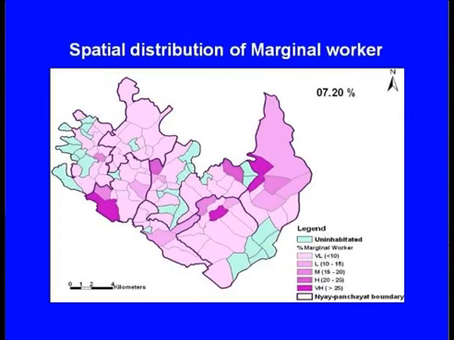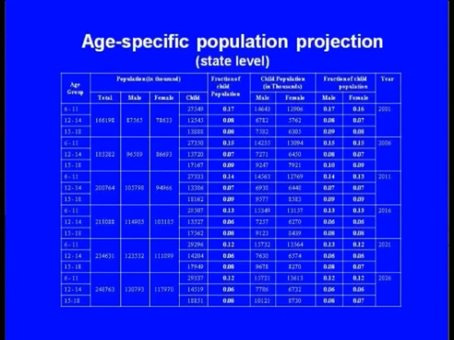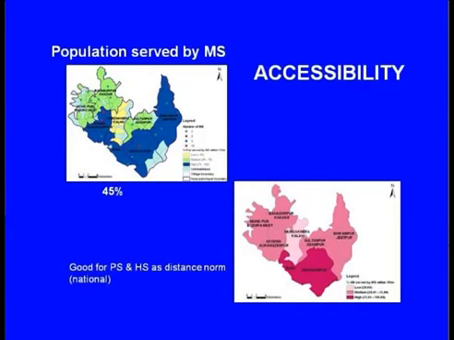Marginal workers, that is people who work as hired labor on fields, are about 7%. Based on this, certain growth projections of the state have been used, and population projections have been carried out at the state level for different years. Using this, the educational disparities have been worked out.